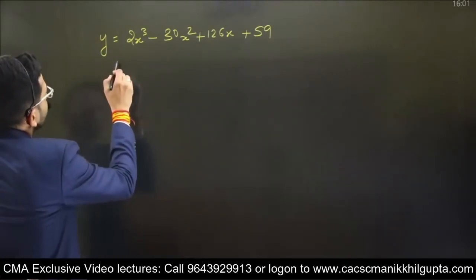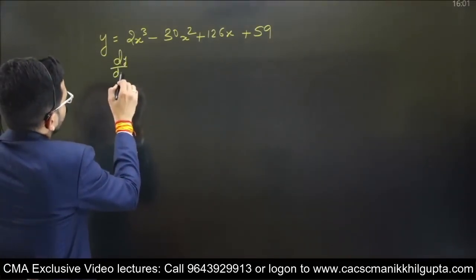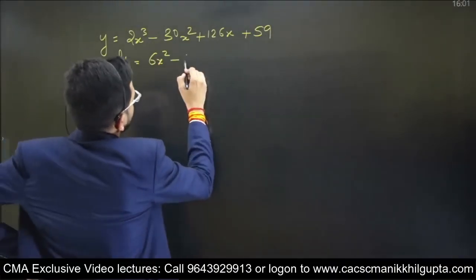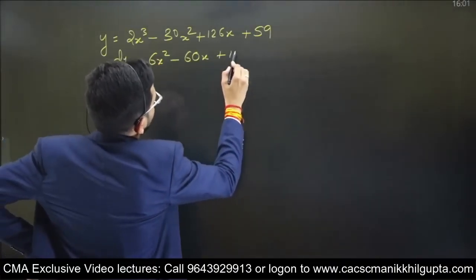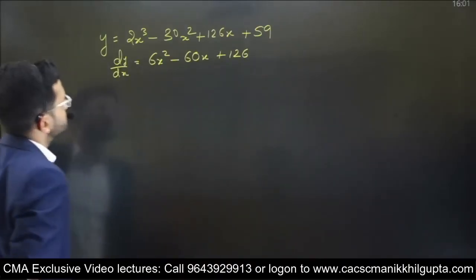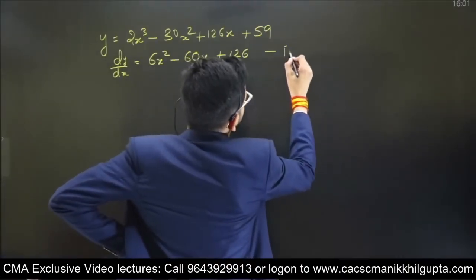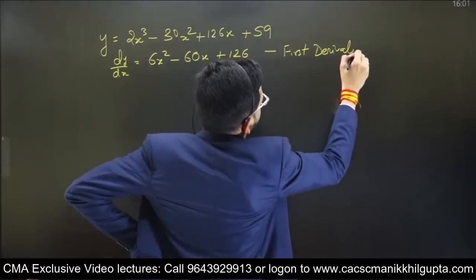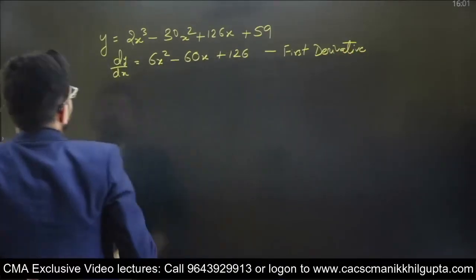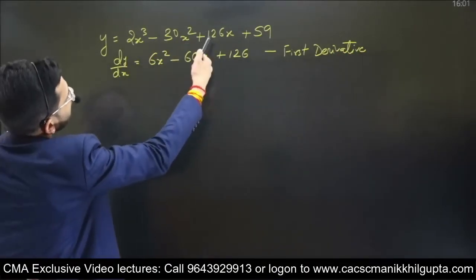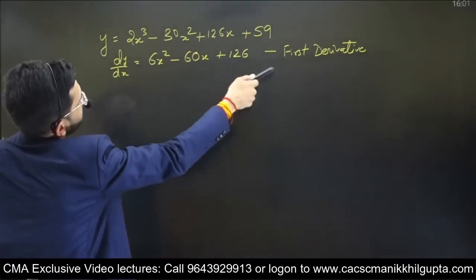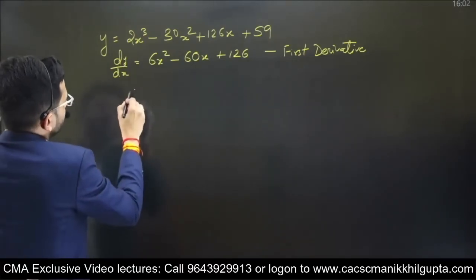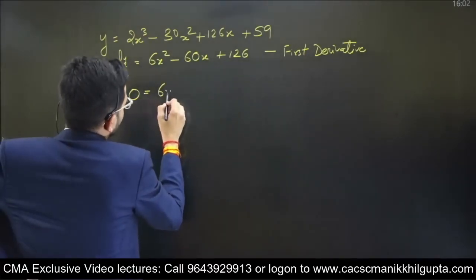So step 1 is you need to find the derivative of this entire equation. And guys, now I'm directly taking the derivative. I'm not going to write the formula again. This is the first derivative of this particular equation: 6x square minus 60x plus 126. Now step number 2, you will equate the first derivative with 0.